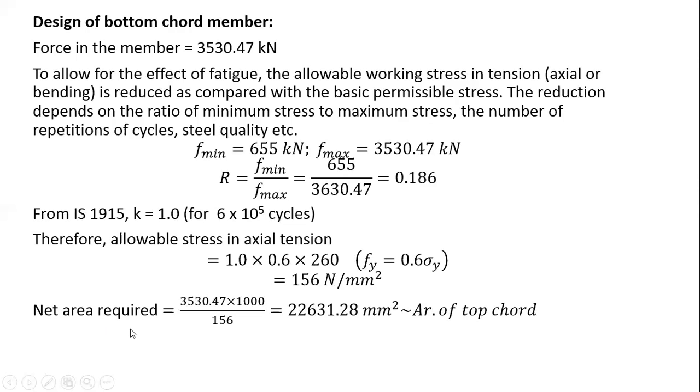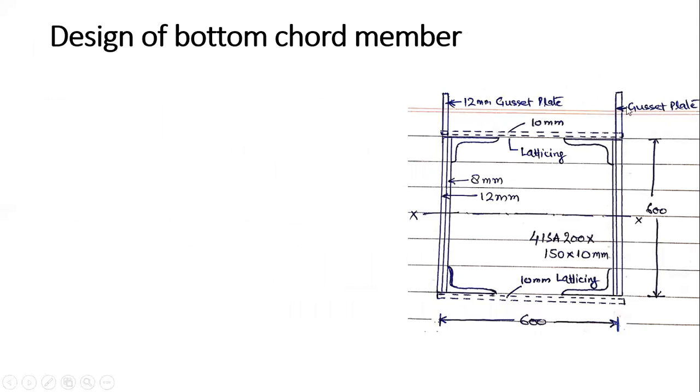So net area required will be how much? This is my force and this is my stress. So this is the area which is required. Now this area is nearly equal to the top chord area. So that's why I choose the same section for the bottom chord member also, because the area is nearly the same. So I choose this section.